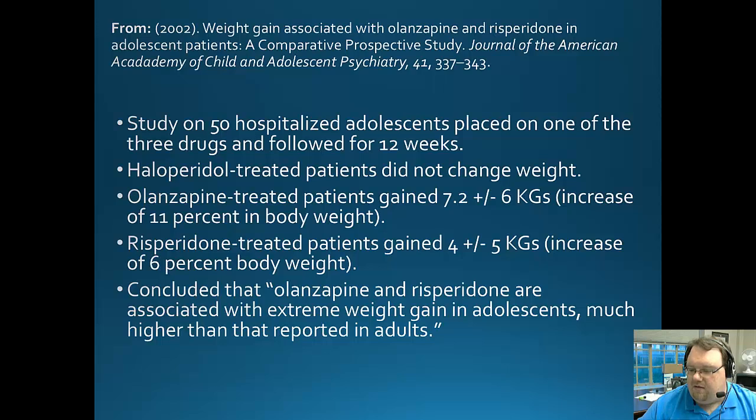So the conclusion was that olanzapine and risperidone are associated with extreme weight gain in adolescents, and it's higher than the amount reported in adults. So keep that in mind if you're seeing kiddos, that this is going to be a side effect that's going to be an issue.